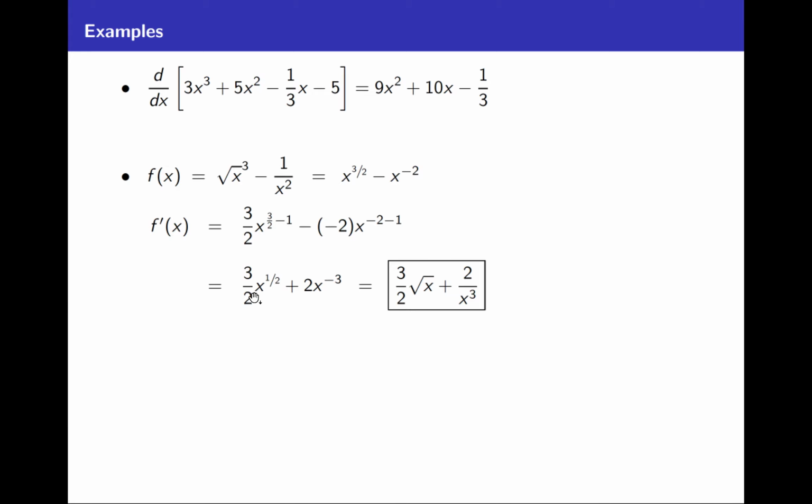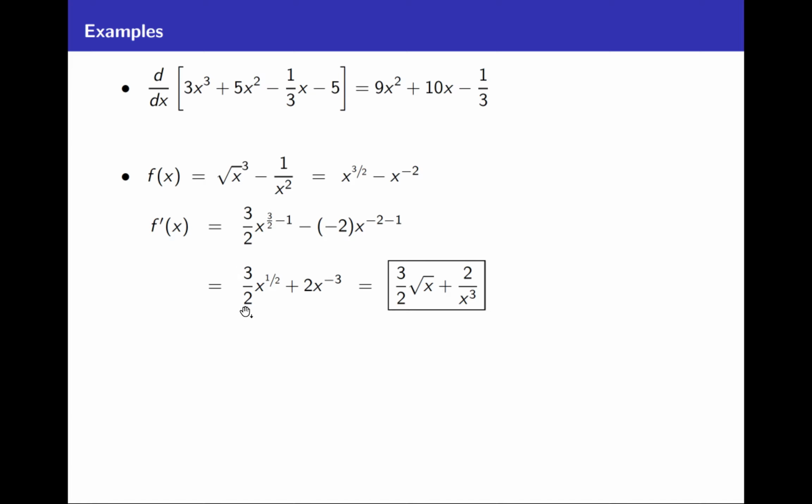Converting this x to the 1 half back to a radical and taking the power of minus 3 down to the bottom, we get an answer. Our derivative f prime of x is 3 halves square root of x plus 2 over x cubed. And isn't that nice how we got this answer so quickly and efficiently without a limit?